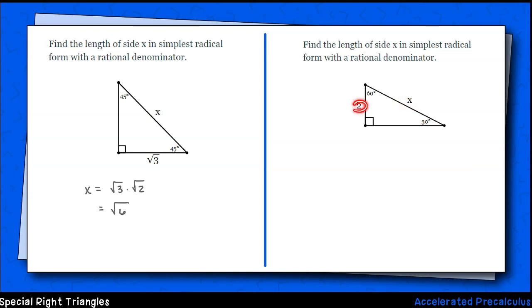On the right, we're solving for the hypotenuse of a 30, 60, 90 right triangle. We are given the shorter leg. We know that it is the shorter leg because it lies across from the smaller 30-degree angle. According to the ratio we saw, the hypotenuse will be twice the shorter leg. So on this triangle, that makes x equals 4.